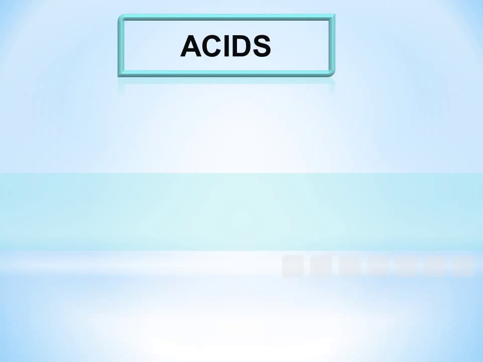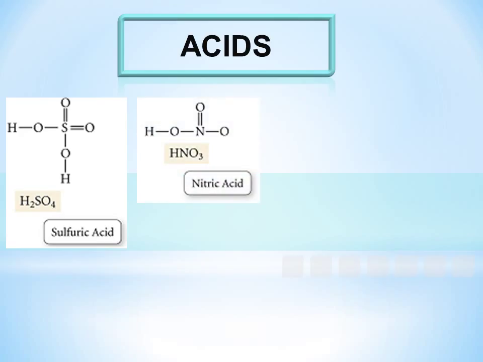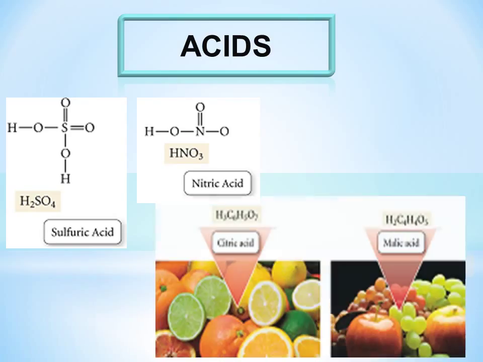Now, let's talk briefly about acids. In your lab, you will be familiar with sulfuric acid, or you have heard the term nitric acid. Those are some of the common strong acids that you would find in the laboratory environment. Or even in your regular day to day environment, you will come across citric acid in your limes or oranges, or malic acid in your grapes and your other fruits that you eat.